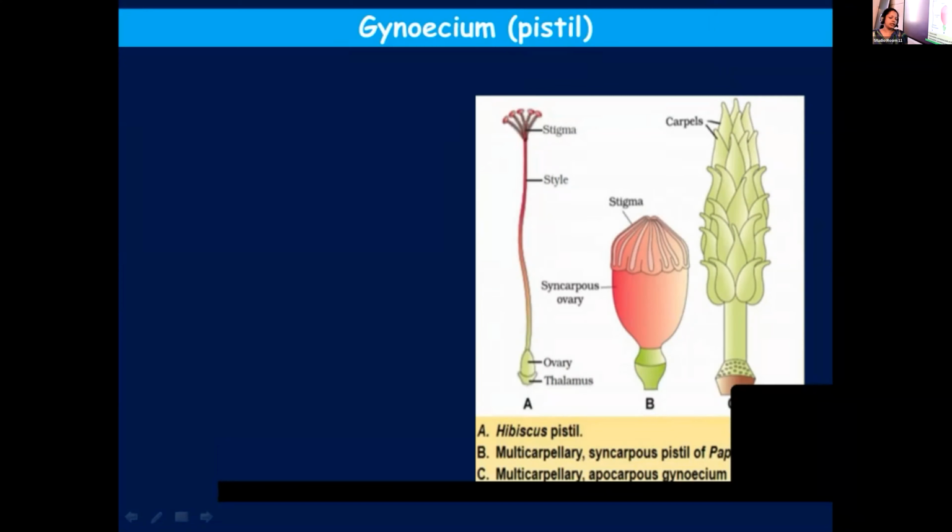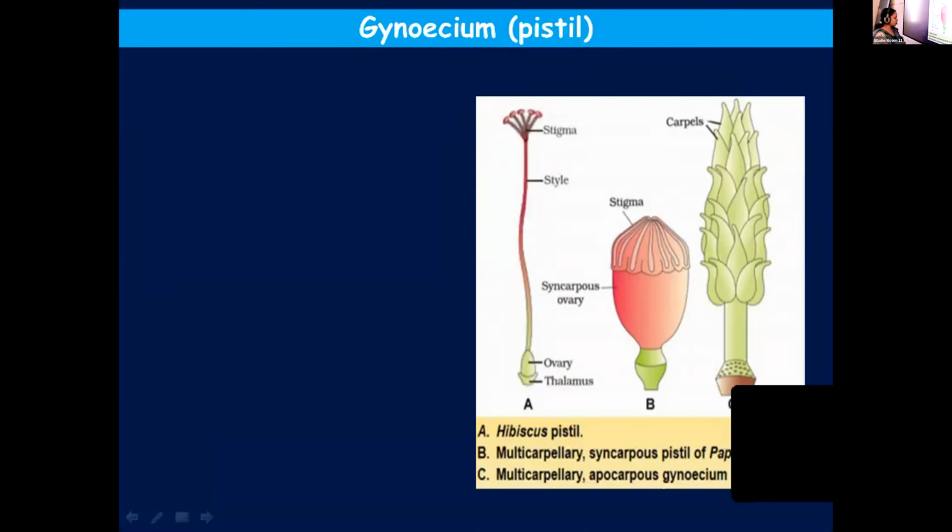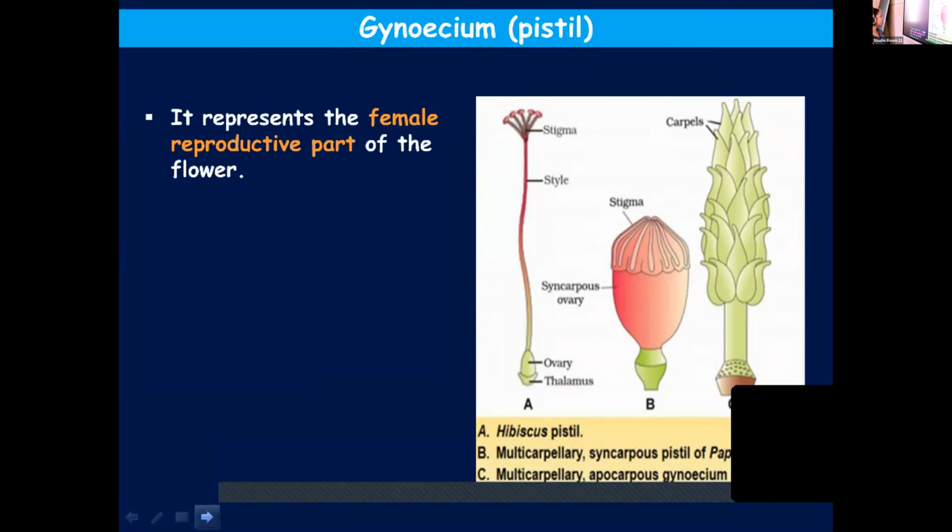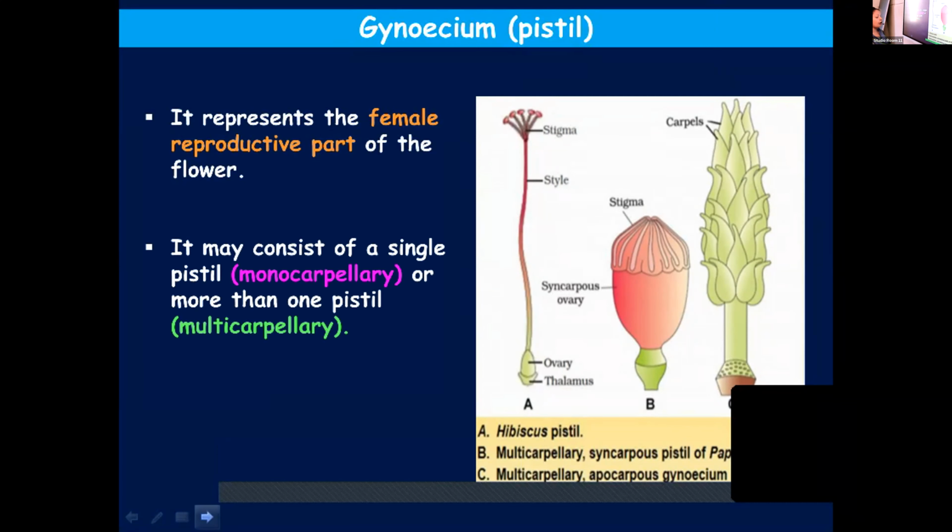So we are moving on to gynoecium. Majority of the points, you have learned in lower classes. Can you tell me which are the three main parts of pistil or carpel? Punya? Stigma, style, and ovary. These are the three parts of pistil. As I told, gynoecium is the female reproductive part of the flower. It consists of pistil or carpel.